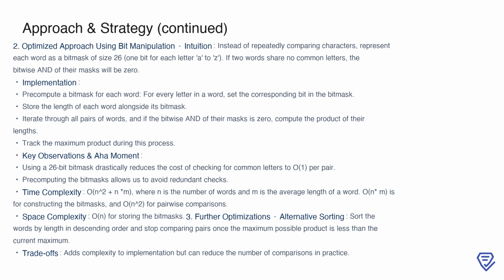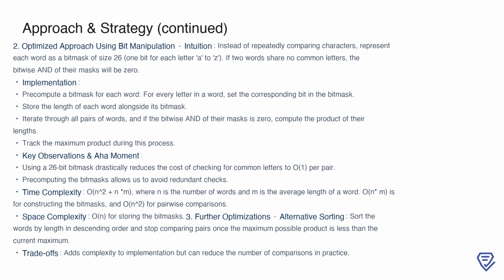The key observation here is that using bitmasks reduces the cost of checking common letters from O(m) to O(1) per pair. Additionally, pre-computing the bit masks avoids redundant comparisons. This approach has a time complexity of O(n squared plus n times m), where n is the number of words and m is the average word length. The space complexity is O(n), as we need to store the bit masks for each word.